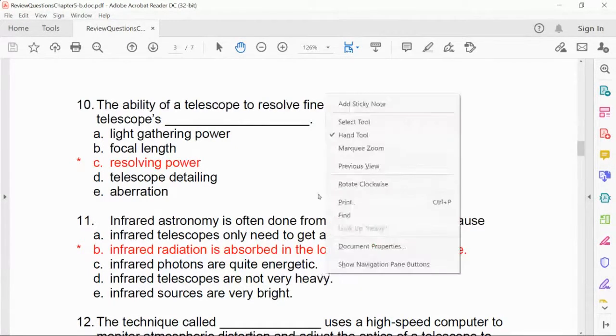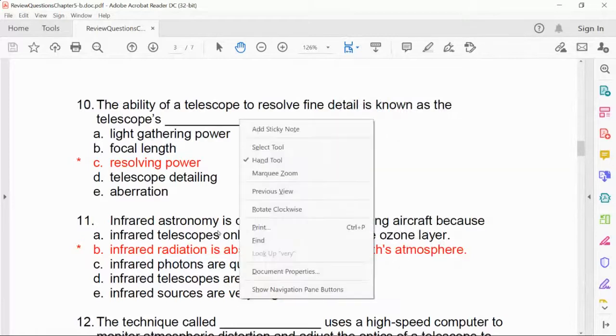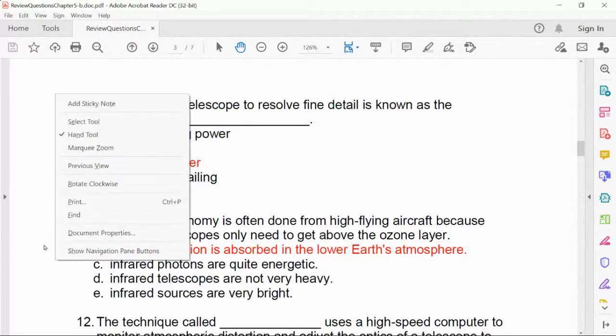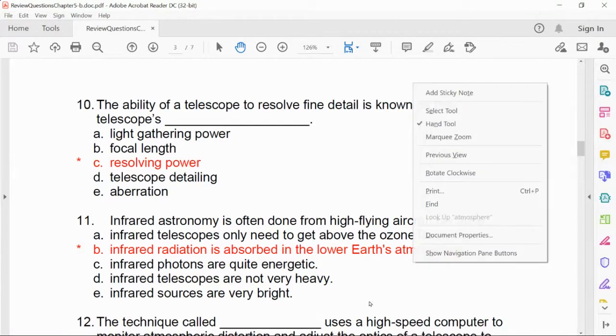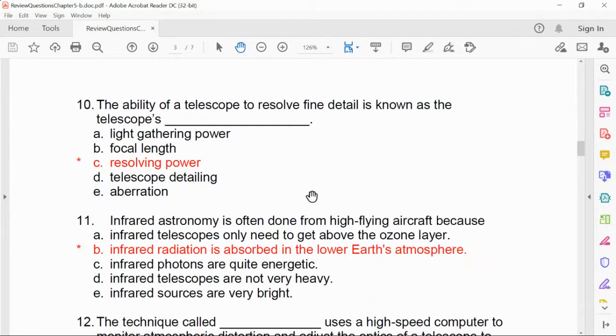11. Infrared astronomy is often done from high-flying aircraft because infrared radiation is absorbed in the lower Earth atmosphere.